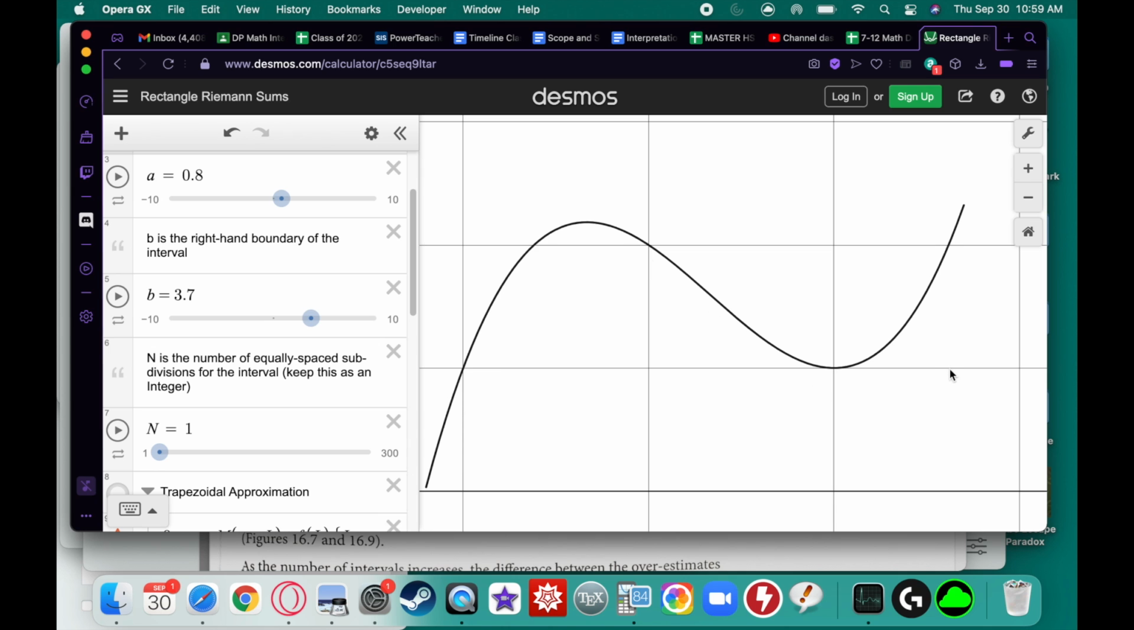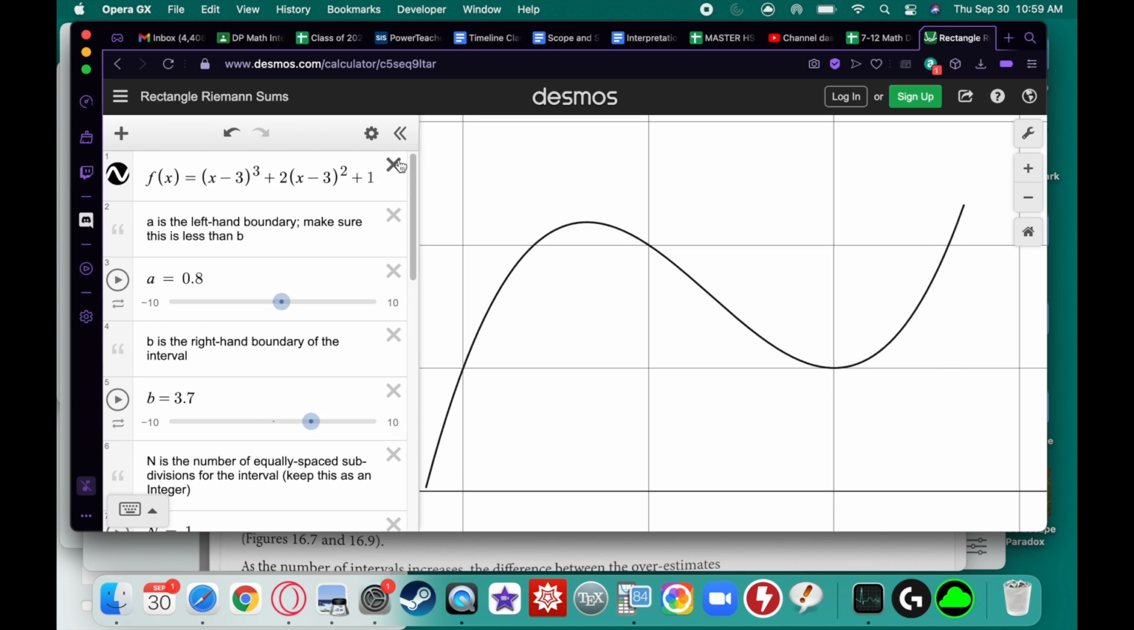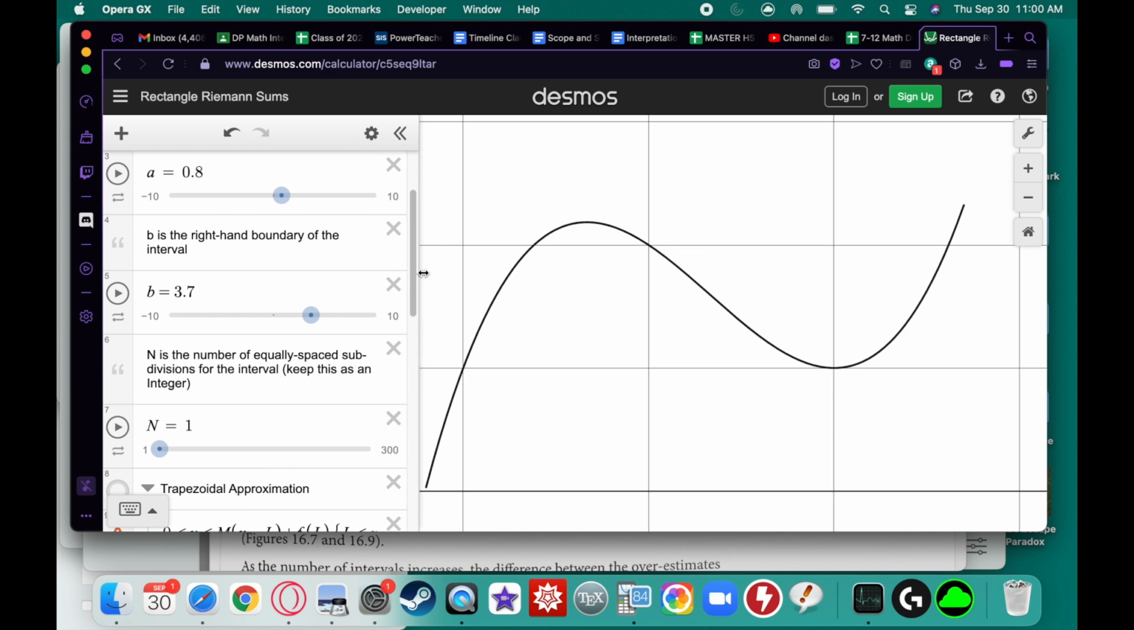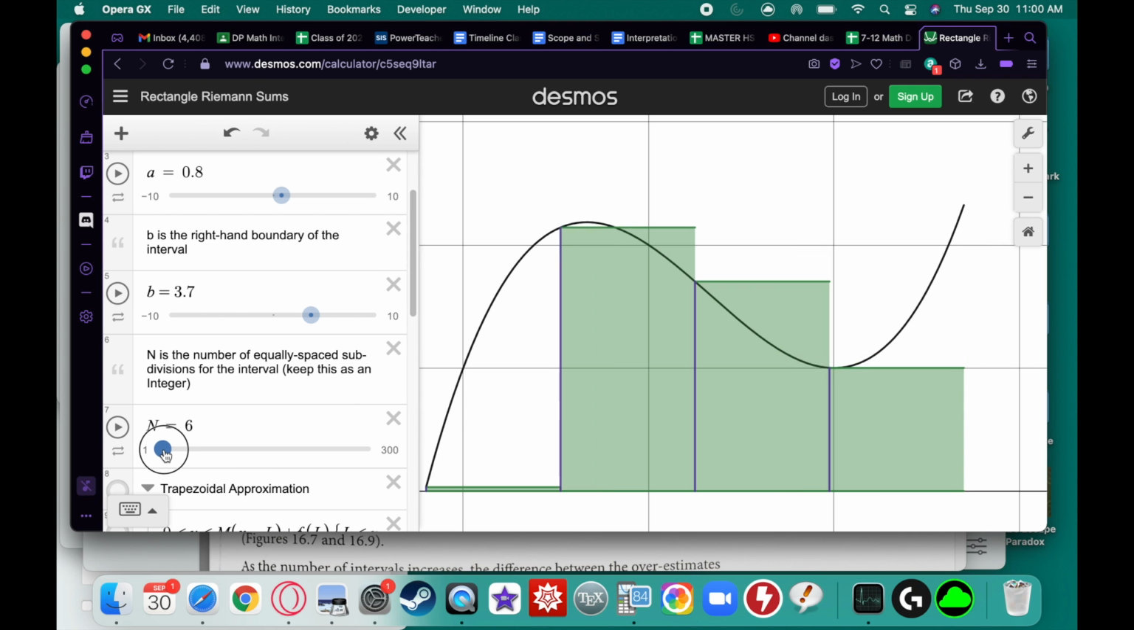Well, if I don't know any calculus, by the way, the function here is (x minus 3) cubed plus 2 times (x minus 3) squared plus 1. So how do I find the area under here? I don't know, but if I'm allowed to give my best answer, I would want to fill this up with some familiar shapes. One of the easiest shapes you can pick might be some rectangles. So let's add a couple of rectangles in here.